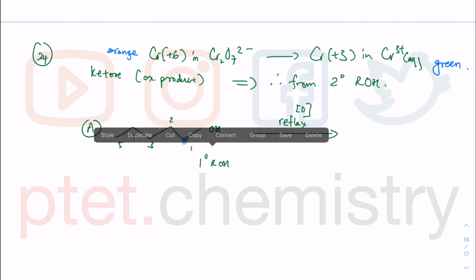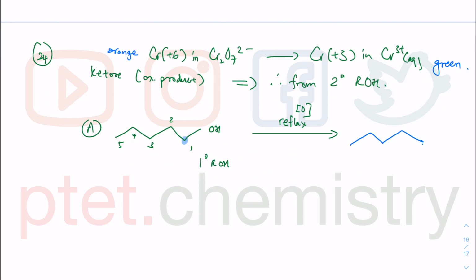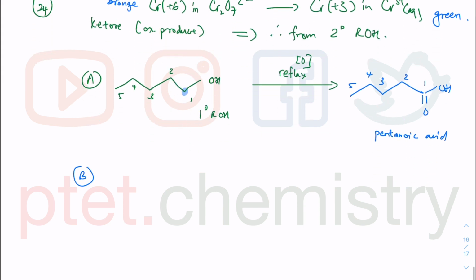So then the primary alcohol, in reflux, what you will get is carboxylic acid. You get a 5-carbon carboxylic acid. They didn't ask you, but they could have asked you in a theory paper, like paper 2, for example.